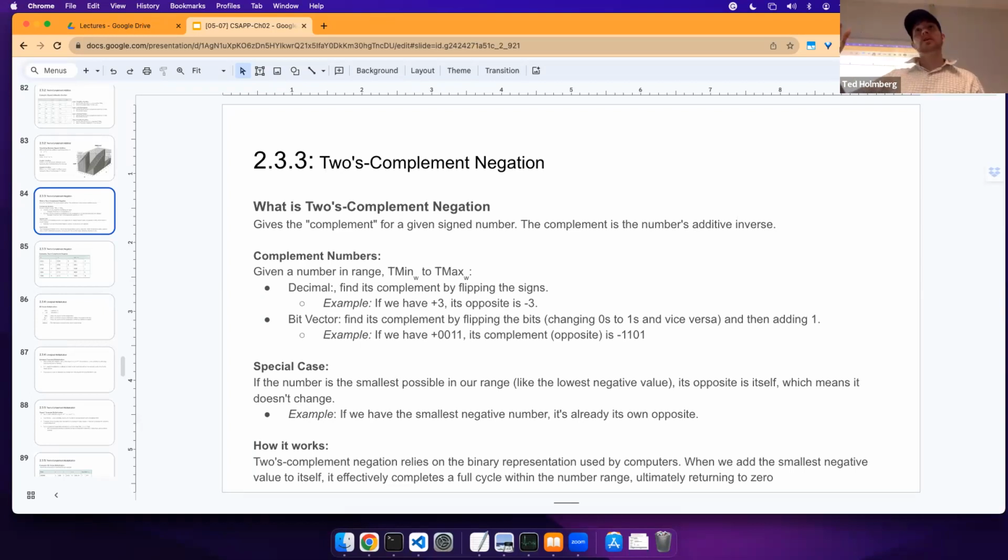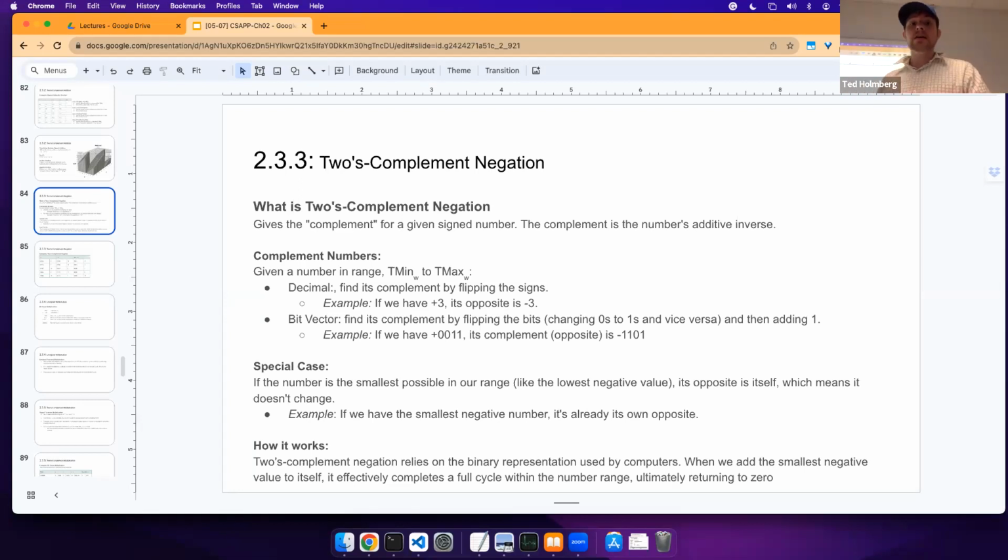Or if I flip that, the complement of minus 3 would be 3. So we just reverse the sign to get the complement in our decimal mathematics. Now, with our bit vectors, it's similar but not quite exactly the same, because there's not as much symmetry in the way that we encode our bits. Remember, we have half of our encodable bits as being negative and the other half as being non-negative, where 0 represents one of the non-negative terms.